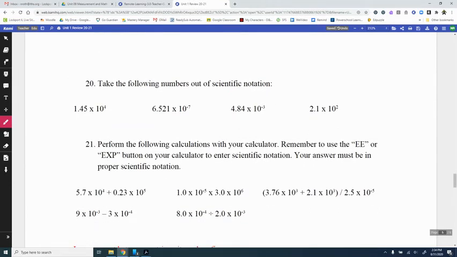All right, so now we have to do the opposite. We're taking them out of scientific notation. Since this one is a positive 4, that's going to be a really big number. So we take that decimal and move it to the right 4 places: 1, 2, 3, 4. Put our comma, and it doesn't give us units. So that's it. Okay, next one is a negative exponent.